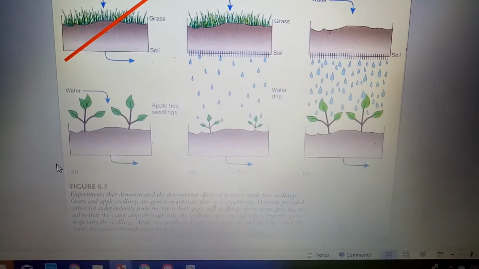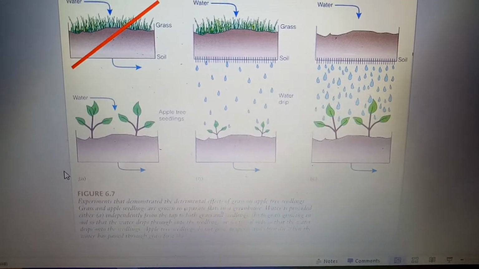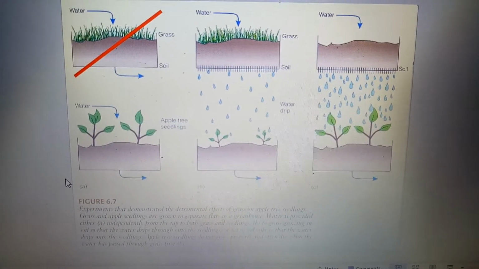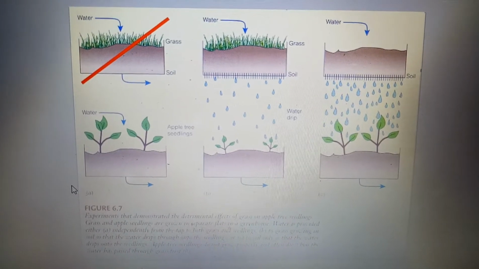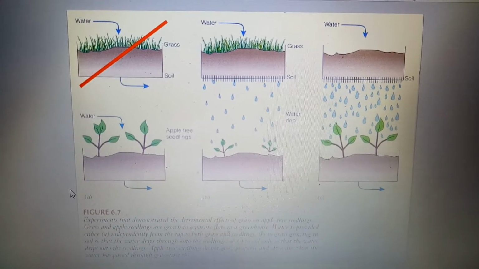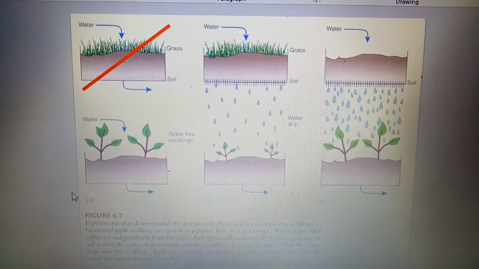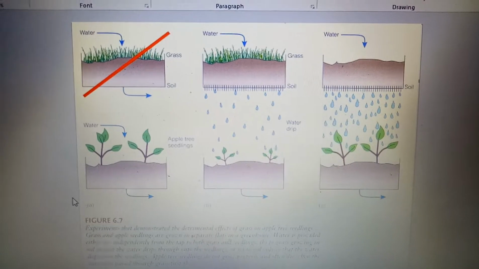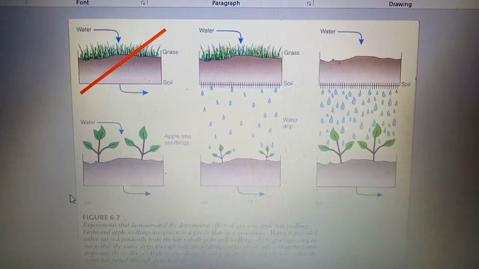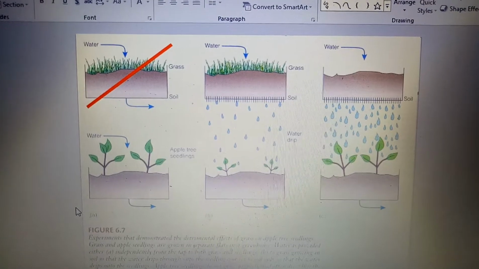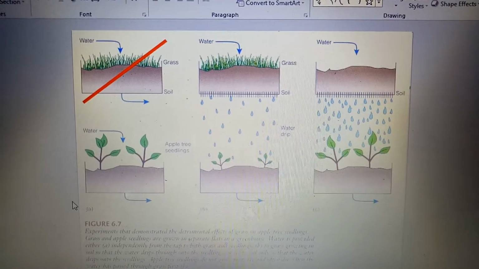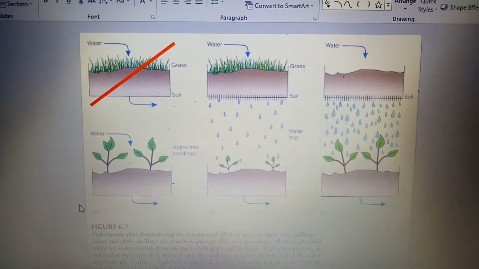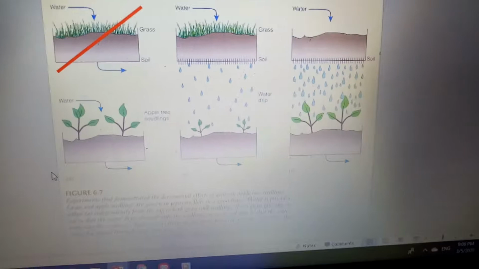A, independently to both grass and seedling. B, to grass growing in soil so that water drops through onto the seedling. And C, the last one, to soil only so that the water drips onto the seedling. So apple tree seedlings do not grow properly and often die when the water has passed through grass first, for B.